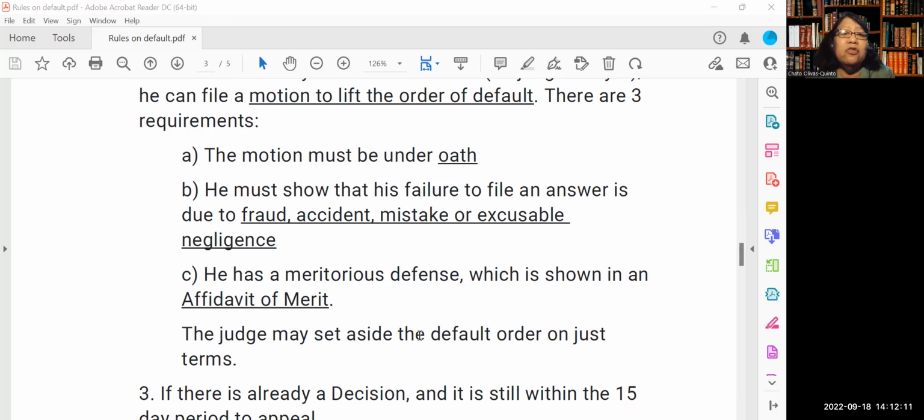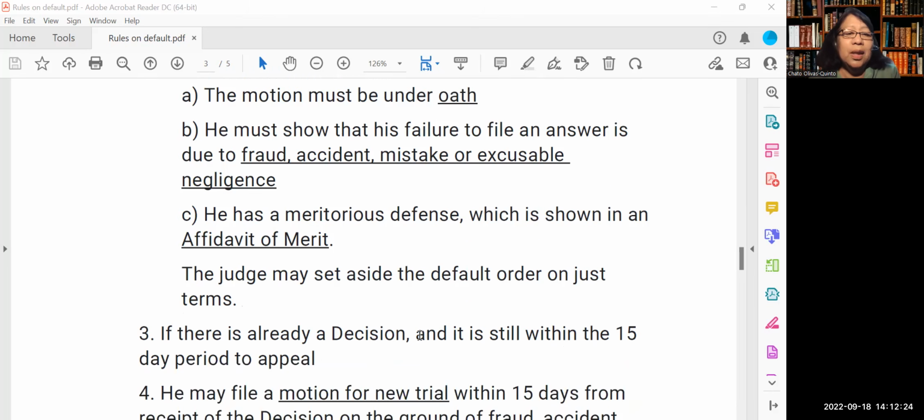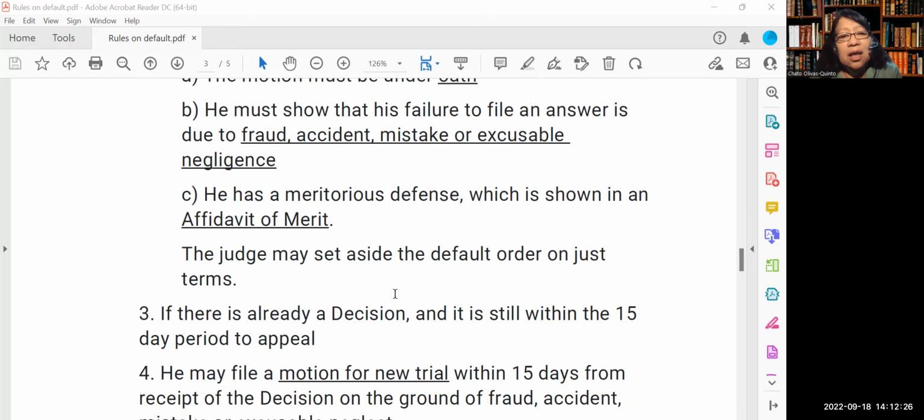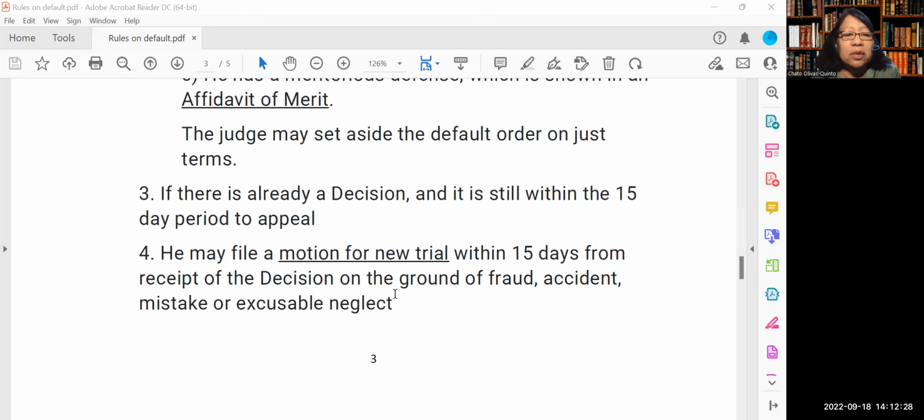Now, the affidavit of merit, it is not enough for it to state that he has a meritorious defense. He must point out in the affidavit what that meritorious defense is. So it must contain factual allegations. Now, the judge may set aside the default order on just terms.